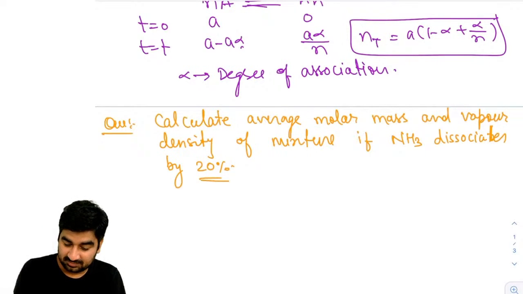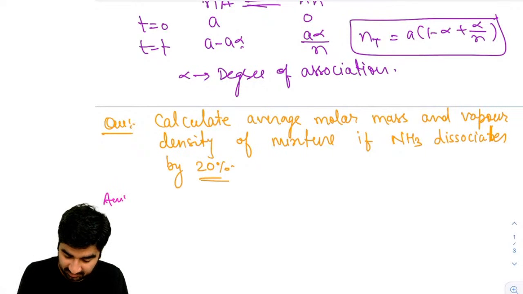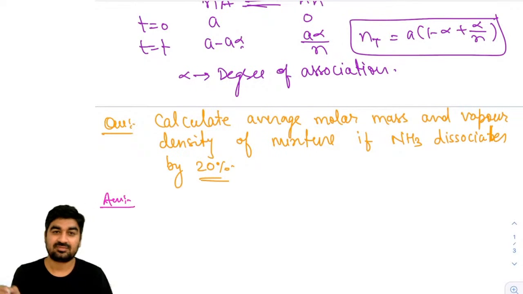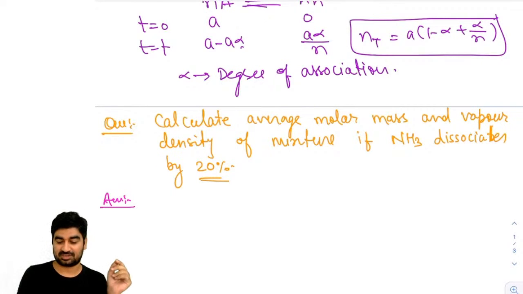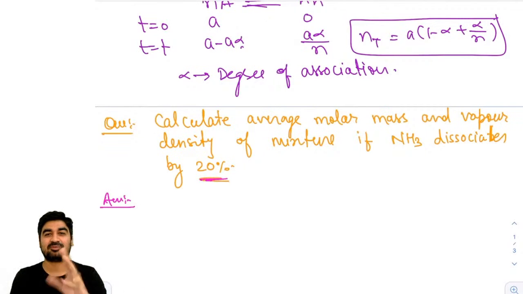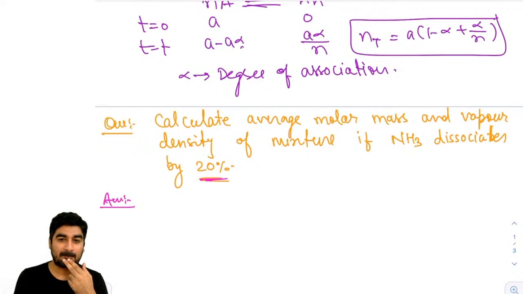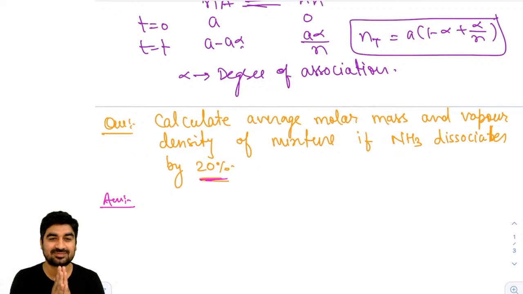So now solve it, guys. Calculate the average molar mass and vapor density of the mixture if NH3 dissociates by 20%. And initially assume that only ammonia was present. Assume that. Fast.